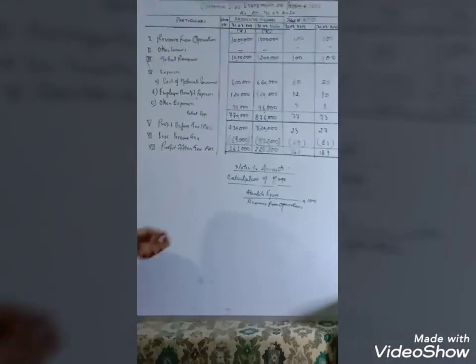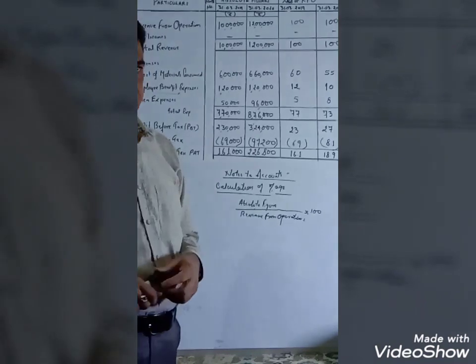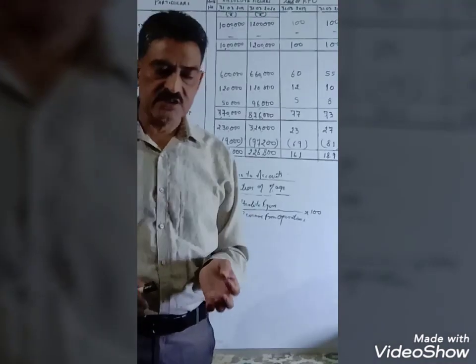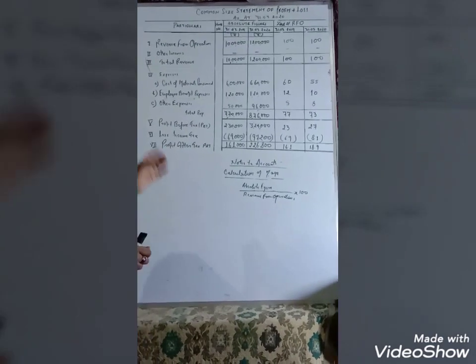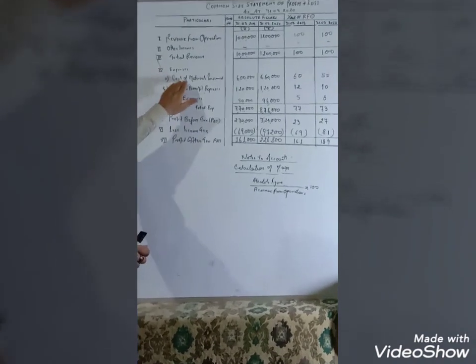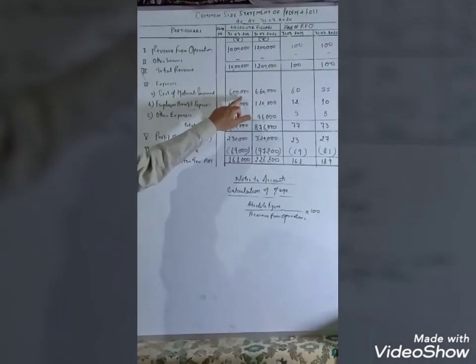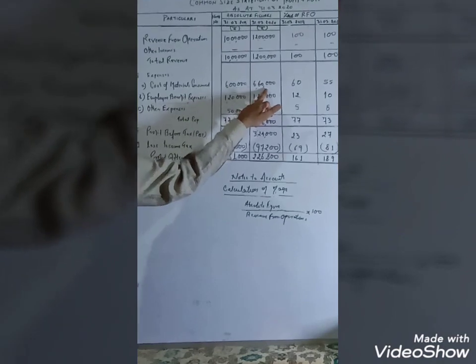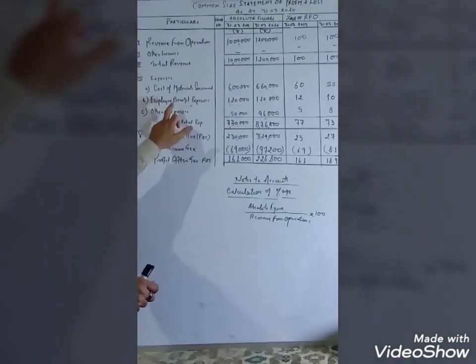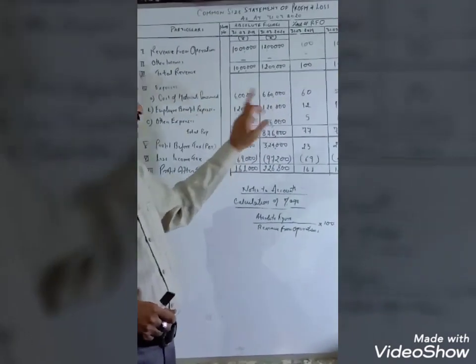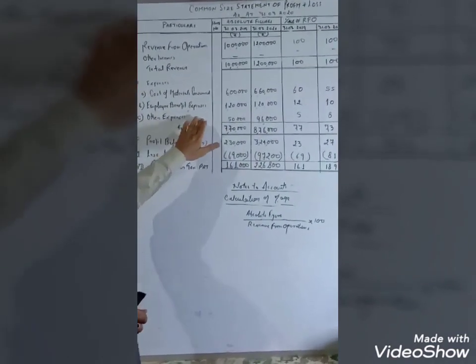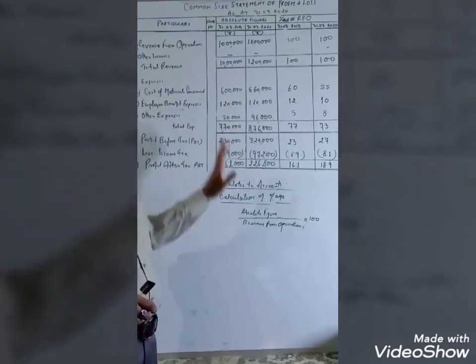Then we have to move towards the expenses. Three different types of expenses are given in this question: cost of materials consumed, employee benefit expenses and other expenses. So all the three expenses will have to be shown in sequence. Cost of materials consumed 6 lakh for 2019 and 6 lakh 60,000 for 2020. Employee benefit expenses are 1 lakh 20,000 for both the years. And other expenses are 50,000 and 96,000.